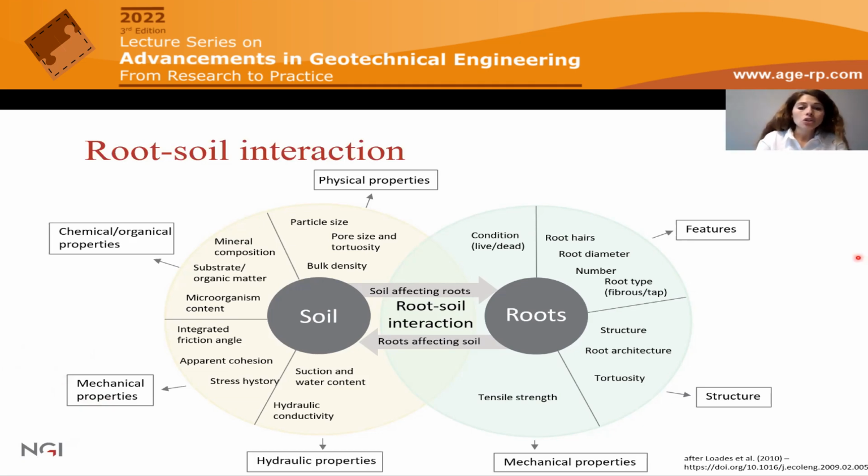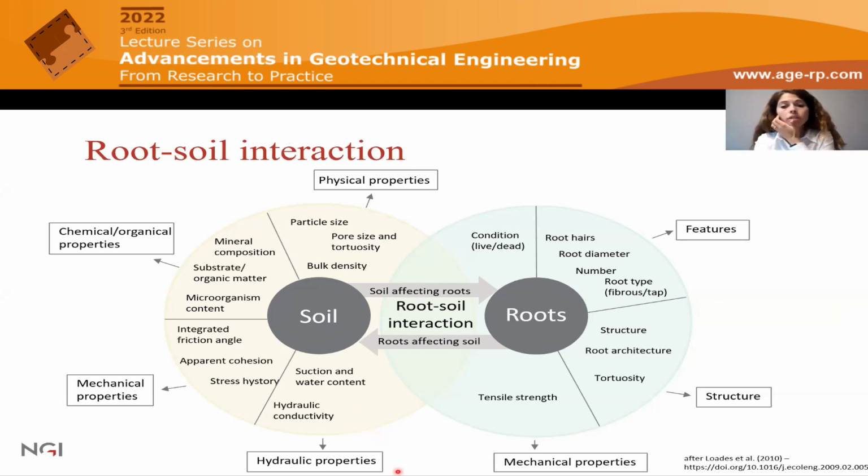From a hydrological point of view, plants can interact with the soil and especially with the water present in the soil for exerting their vital function through photosynthesis or through transpiration. And this consequently changes the soil suction and water content and the hydraulic conductivity.